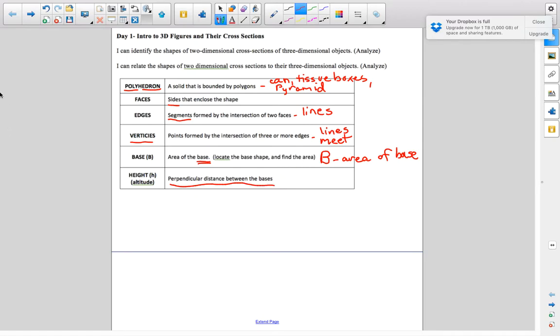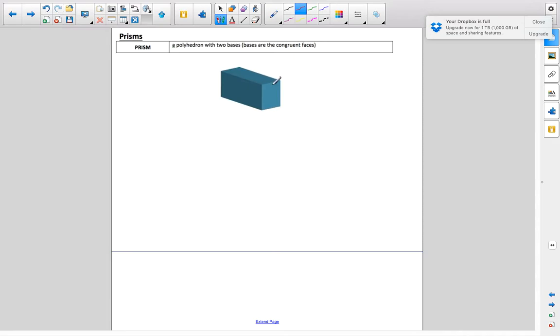Let's look at some types of these polyhedrons we're going to be studying. First, we have a prism. Similar to a tissue box, right now it's sitting on the rectangle down here, so we would call it a rectangular prism. It's a polyhedron with two bases, and bases are congruent faces. In this case, the bottom of this box, this rectangle that it's sitting on, is congruent to the top of the box, which is parallel to it. This is what a prism looks like, different than a pyramid.